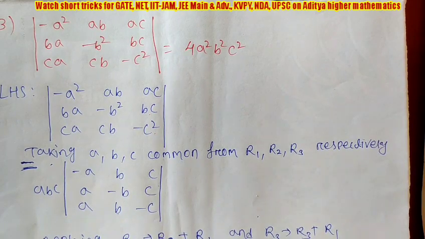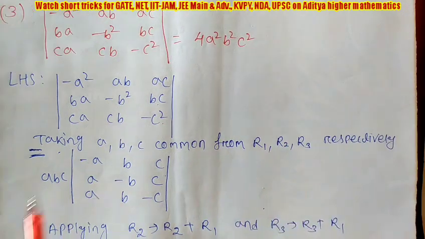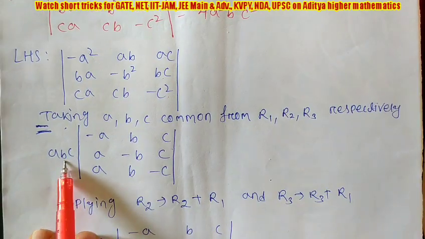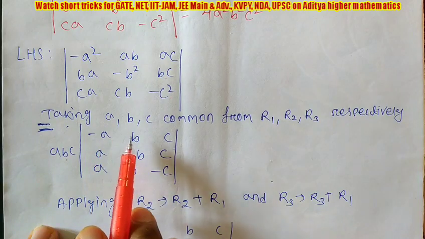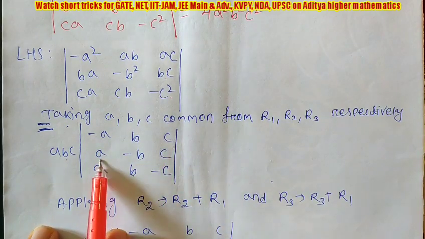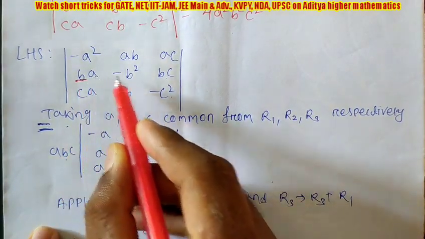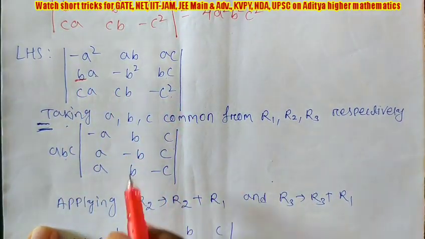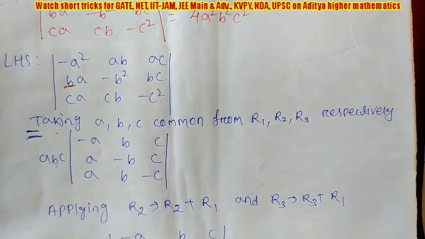It's a simple step. So take common A, B, C from R1, R2, R3 respectively. So outside you will get ABC. And after taking A common from R1, you will get minus A, B, C. And from R2 we are taking B common, so we will get A, minus B, and C. Here also we are taking C common, so it will come A, B, minus C.